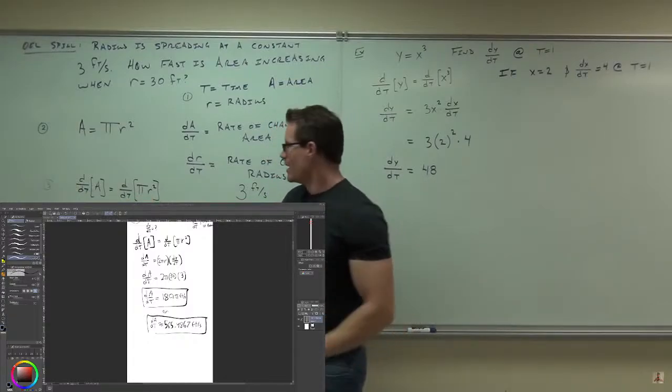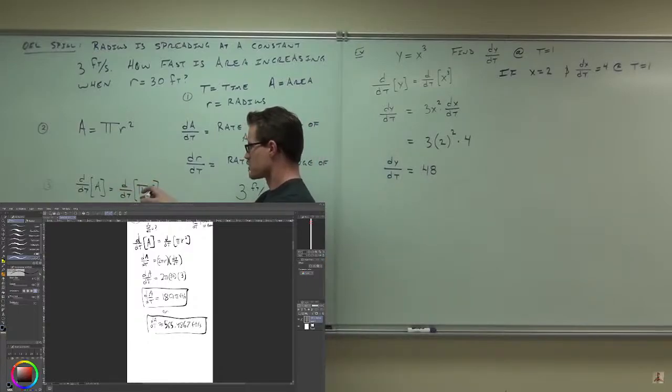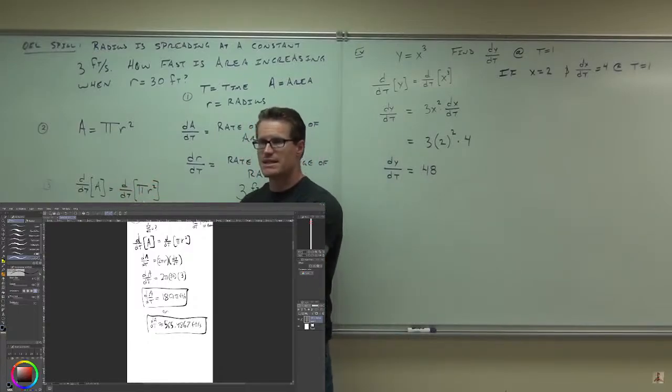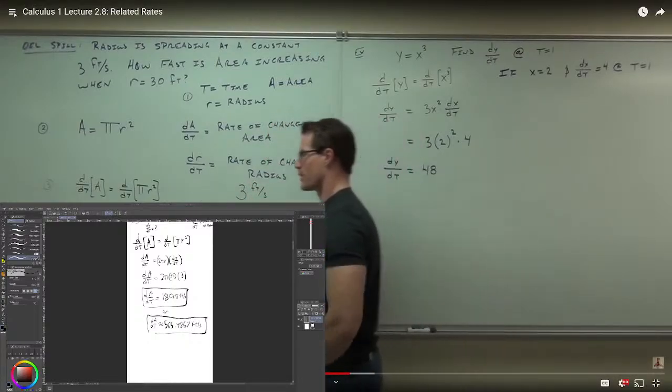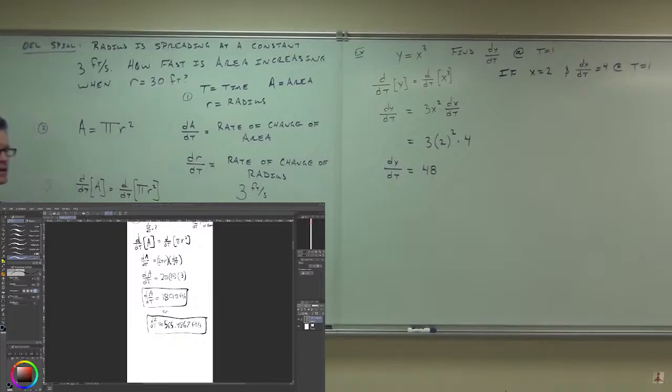Yeah, it's constant. So this says bring down the 2, great. Subtract 1 from the exponent, got it. But I need a dr/dt. Do you see why I need a dr/dt? I've got to be able to incorporate this information somewhere. Do I need to plug anything in for dA/dt? No, that's my question. That's why I have it over here.